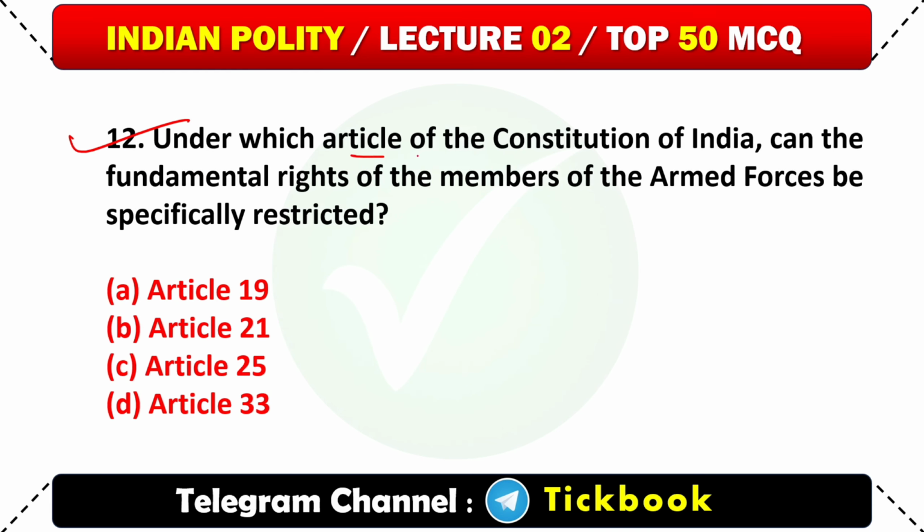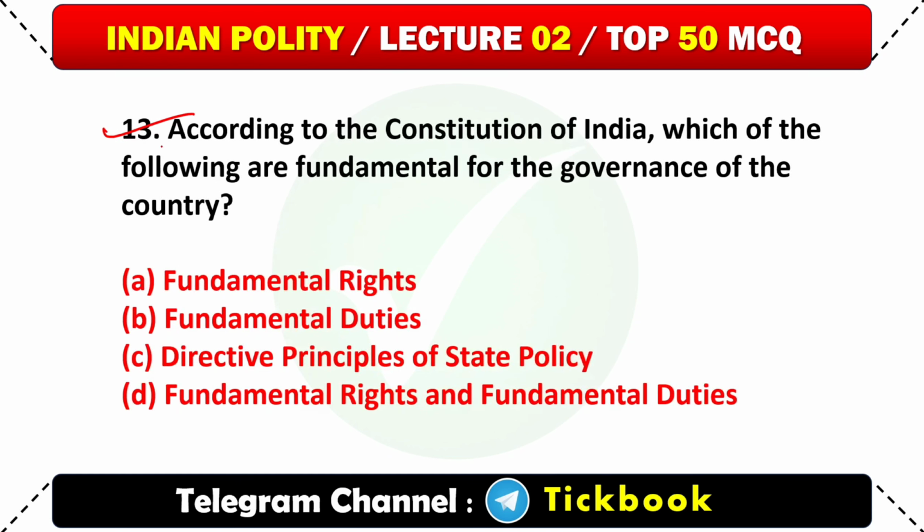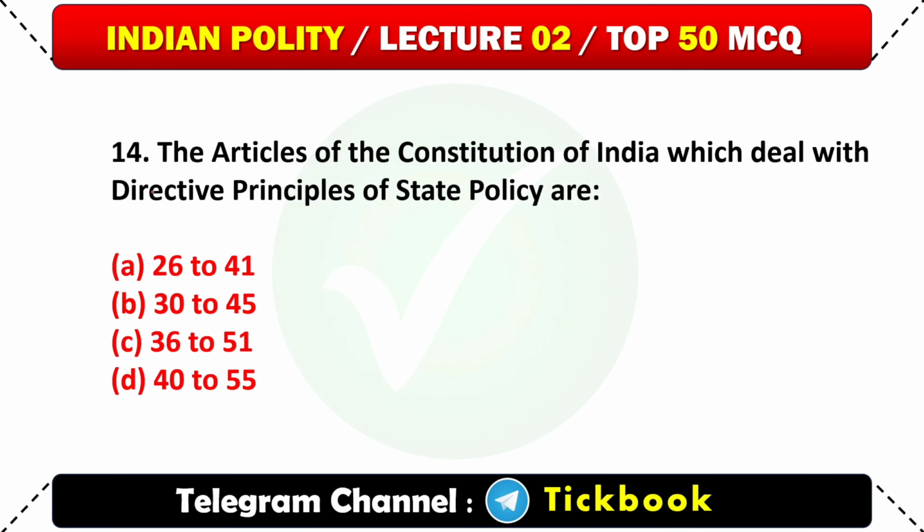12, under which article of the Indian Constitution can the fundamental rights of the members of the armed forces be specifically restricted? Option number D, Article 33. 13, according to the Constitution of India, which of the following are fundamental for the governments of the country? Option number C, Directive Principles of State Policy, DPSP.